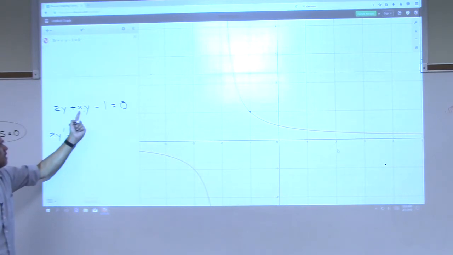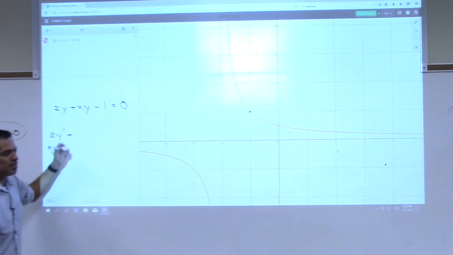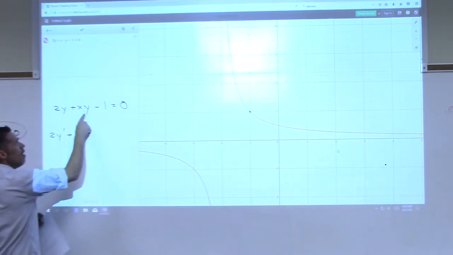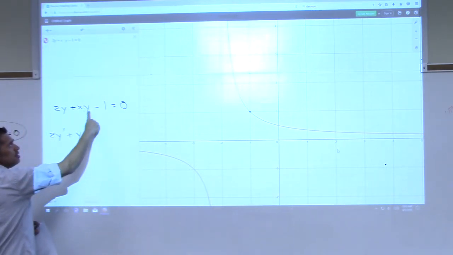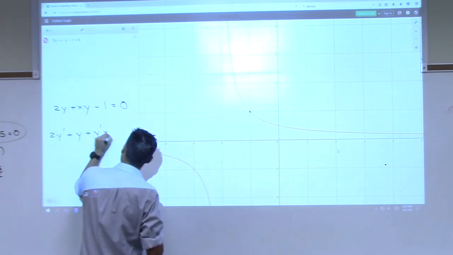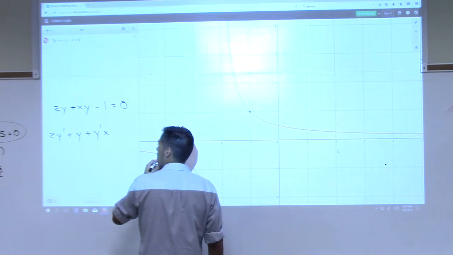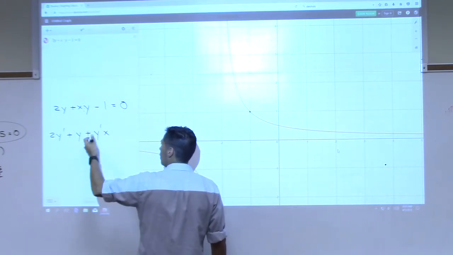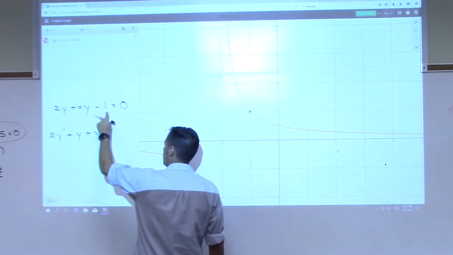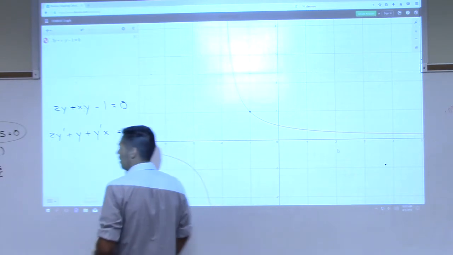So what is the derivative of this? 1 times y, so I'm just going to put y, plus now the derivative of y, which is y prime, times x, and then we're done with product rule, right? Then keep going here. The derivative of -1 is 0, and then equals the derivative of 0, which is 0. So that's your equation right there.